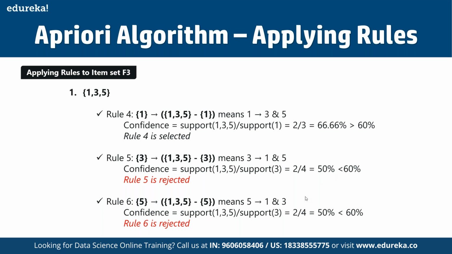Same way for rule 6 as well, because here the confidence is less than 60%. That's why this is going to be rejected, correct? Because here we have assumed a minimum confidence level of 60%, and wherever we get a confidence of less than 60%, we are simply going to reject that particular rule.